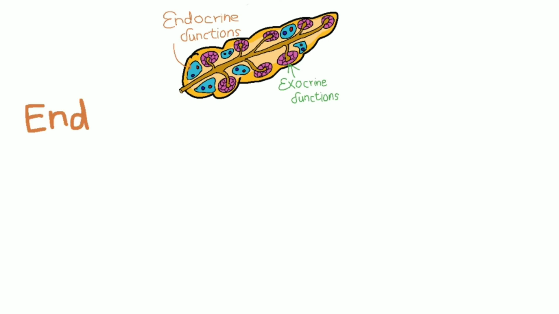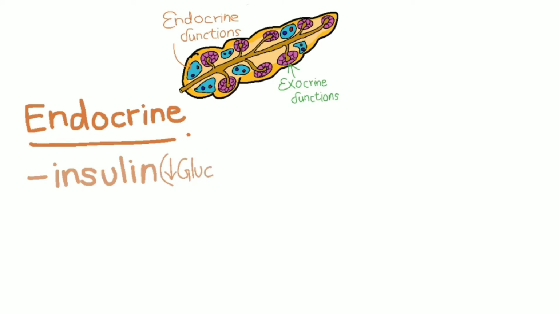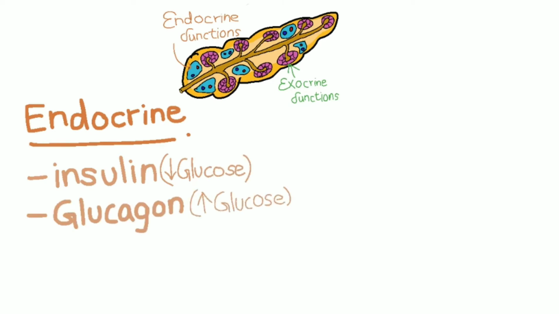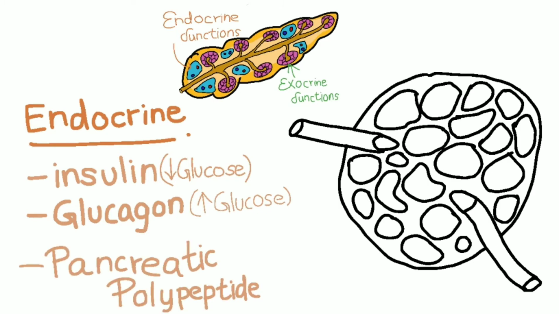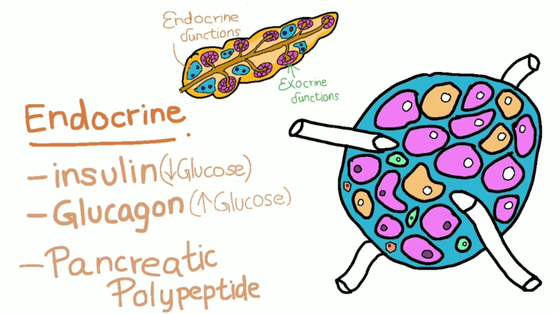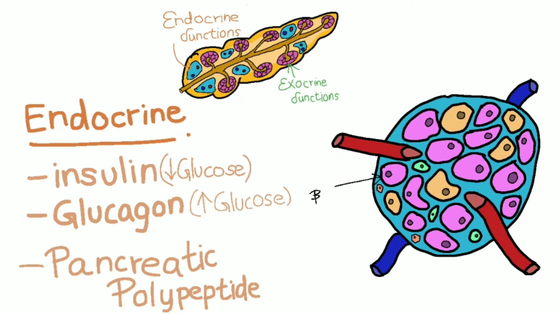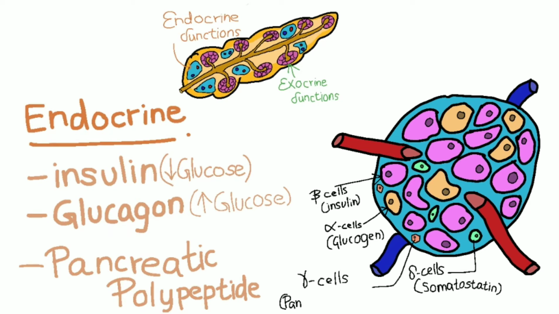The endocrine functions include secretion of insulin to decrease glucose levels and secretion of glucagon to increase glucose levels. It also secretes pancreatic polypeptide. The islets of Langerhans mainly contain 4 types of cells: the beta cells secreting insulin, the alpha cells secreting glucagon, the delta cells secreting somatostatin, and the gamma cells secreting pancreatic polypeptide. All these hormones are directly carried away by the blood.